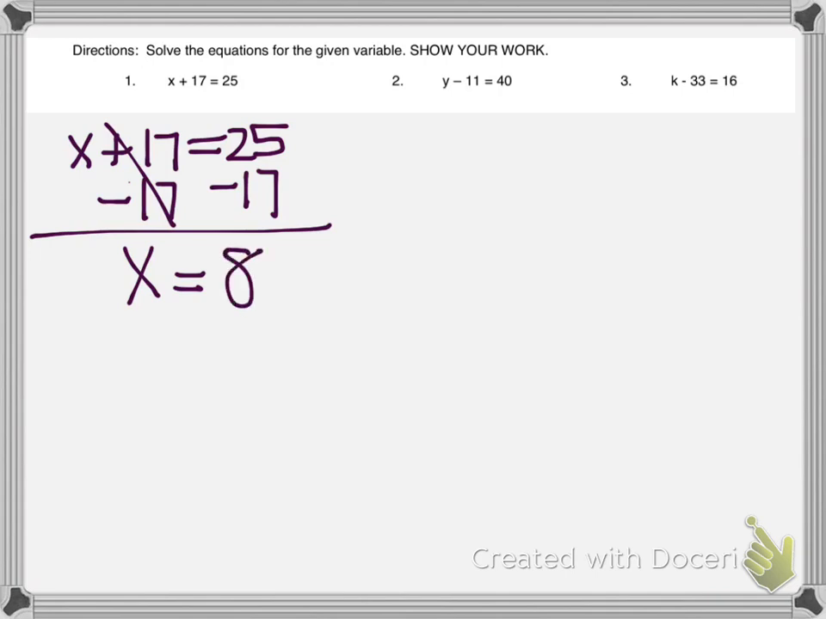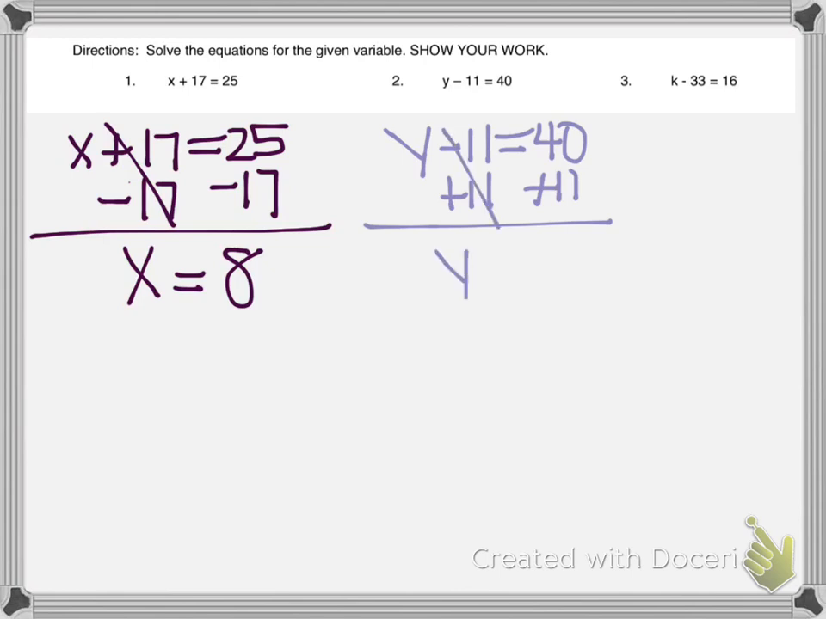For number 2, let's see, we've got y minus 11 equals 40. So I'm going to undo subtraction with addition. And whatever I do to one side, I have to do to the other side. And the 11s cancel. I get y is equal to 51 for that one.